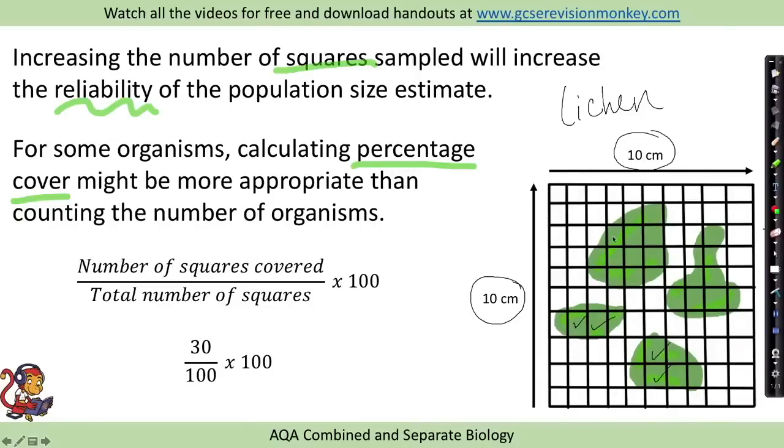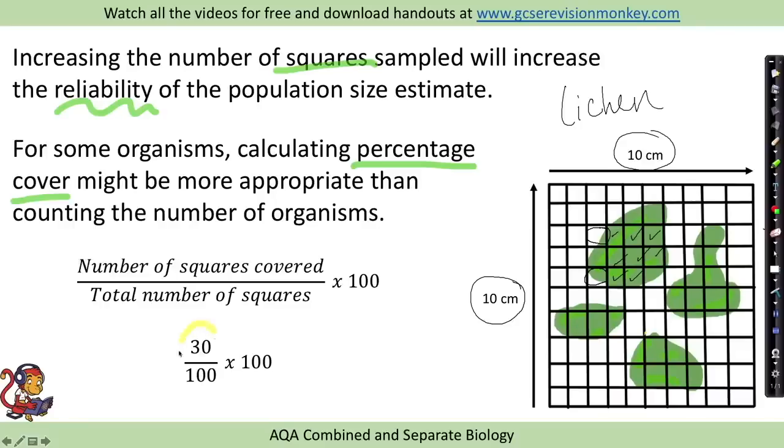Now, all of the whole squares you can just count up like so, and then we will look at any partial squares that we've got, like perhaps this one and this one, where they could fit together roughly to make a complete square. And we will continue to do this, estimating the total number of squares that are covered by the lichen. So when we've got this, we use the equation: the number of squares covered divided by the total number of squares times 100, and this will give us our percentage cover.